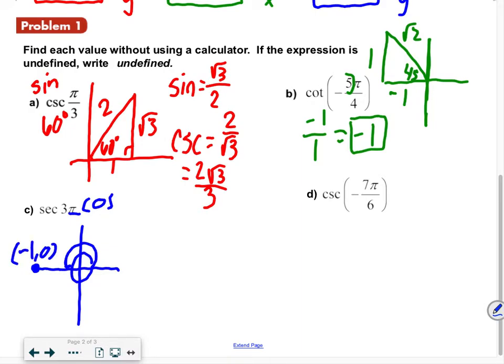So our cosine is always our x value, and secant is just 1 over our cosine. So it's just 1 over our x value. Well, our x is -1, so I have 1 over -1, so I just have -1 as my secant. So secant equals -1.